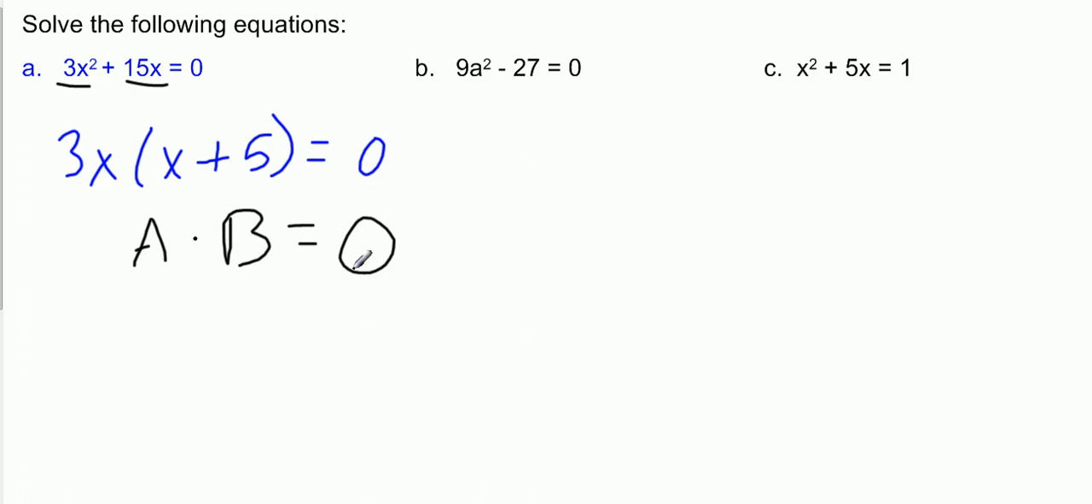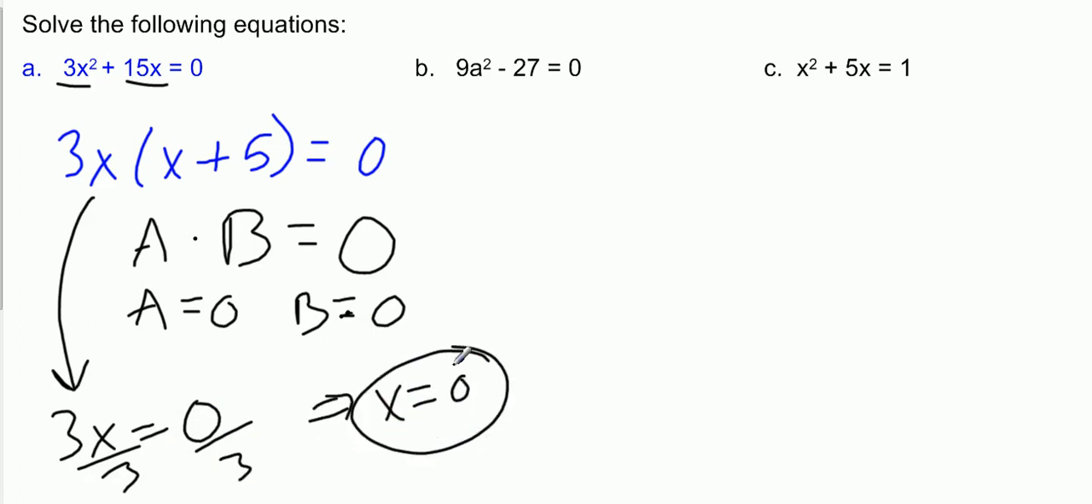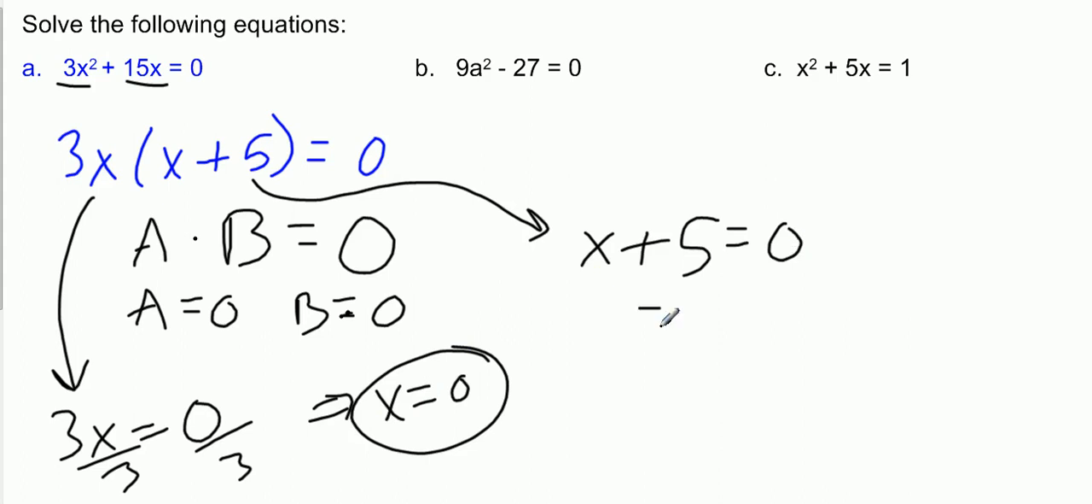If two things multiply to 0, then you know either the first one has to be 0 or the second one has to be 0 or both. So if you want to figure out what would make this 0, what we're going to do here is set this one equal to 0. 3x equals 0. Just divide by 3, divide by 3. That tells us that x equals 0. That's a solution. Or you could set this x plus 5 equal to 0. And you solve this by subtracting 5 on both sides, and you get x equals negative 5.